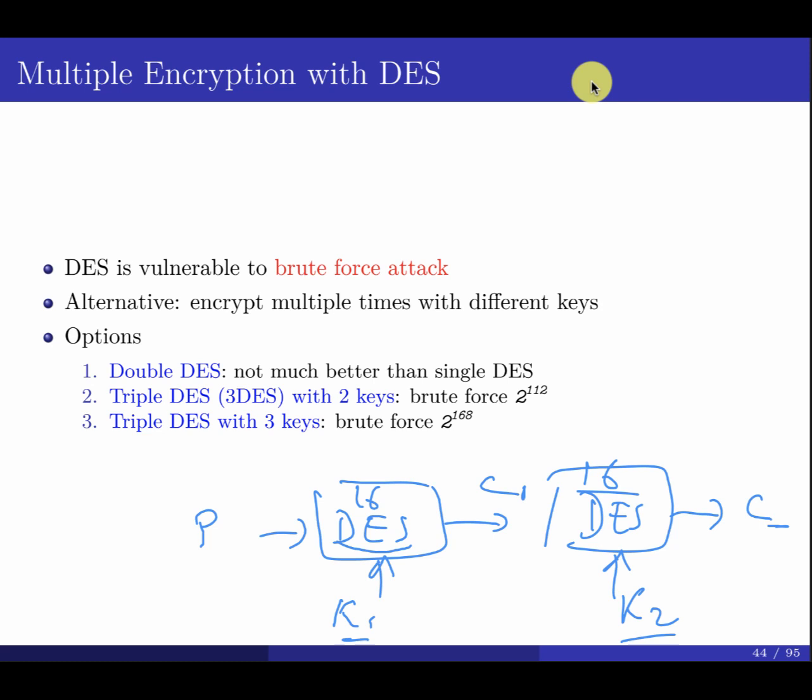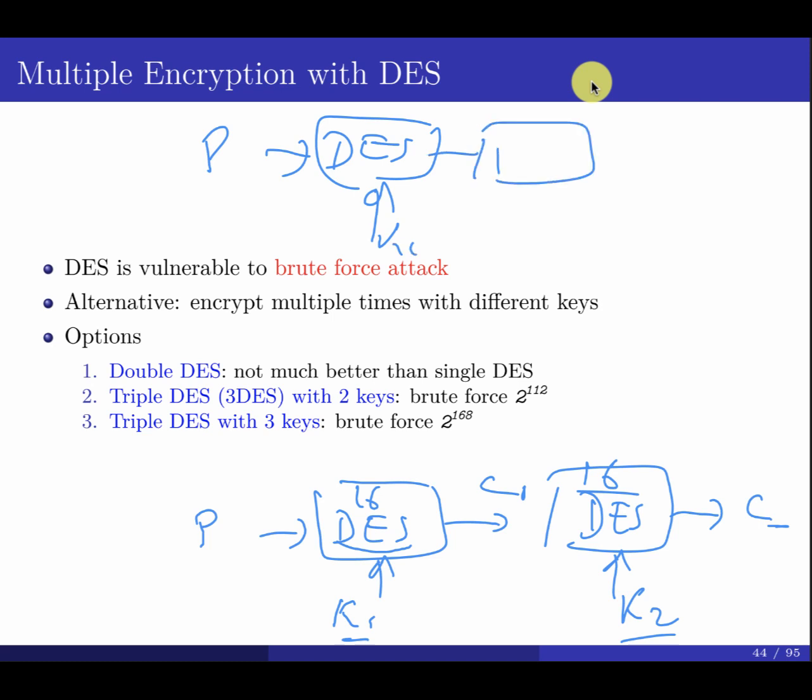Yes. Or another option is, how about using triple DES? That means you take the message, use K1, for example, or whatever key. Then the output goes through another 16 rounds, maybe using a different key. Then the outcome goes through another 16 rounds. Then this is the ciphertext.